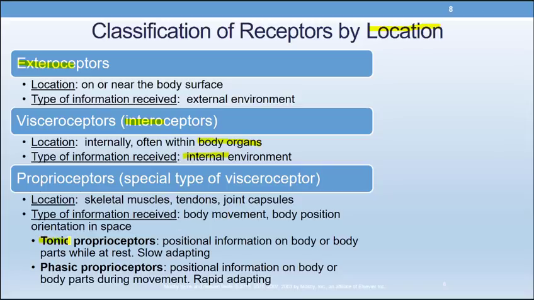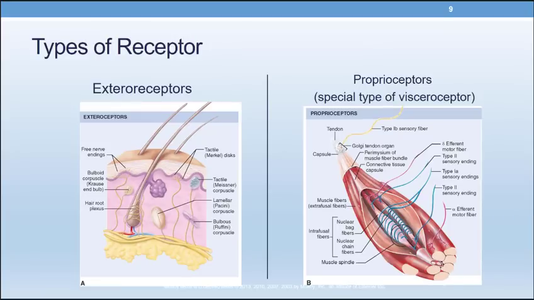We have two main types, tonic and phasic. Tonic proprioceptors, both of them are involved in positional information because they're proprioceptors, but tonic is going to give you information while you're at rest, and they're slow adapting, whereas phasic is going to be during movement, and they're more rapidly adapting because you're moving, so they need to be.